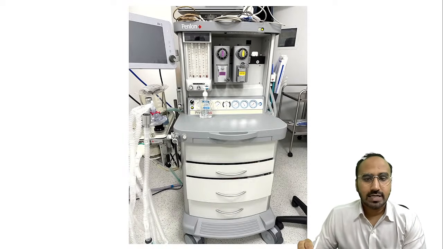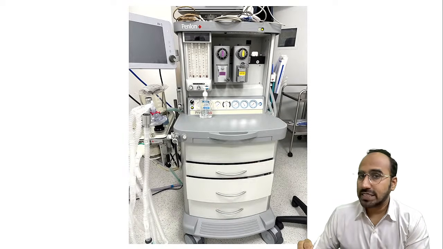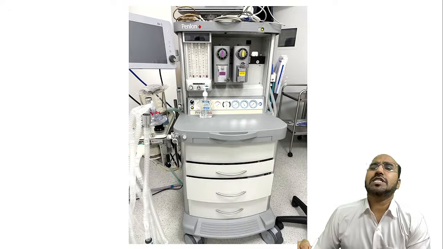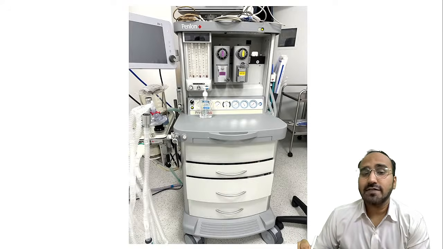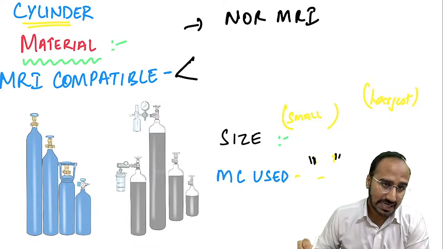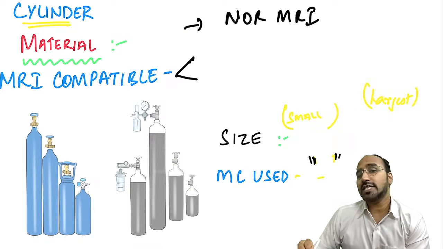What is this device, guys? This is called the anesthesia machine. Now, in the anesthesia machine there are many parts. Starting with the first part of the anesthesia machine, which is called the cylinder. Now, there are two kinds of cylinder.